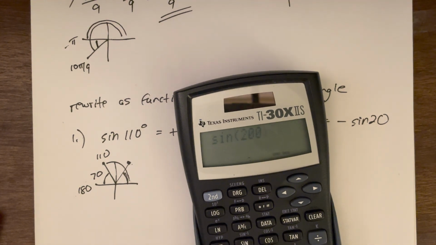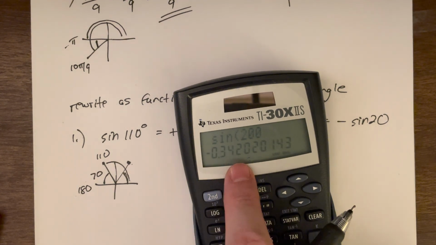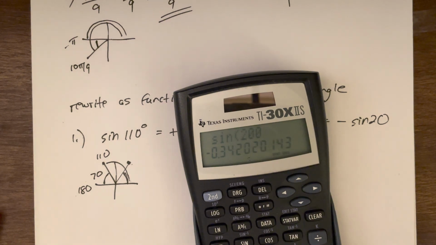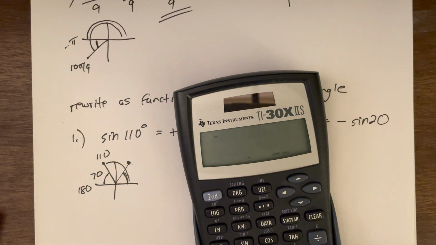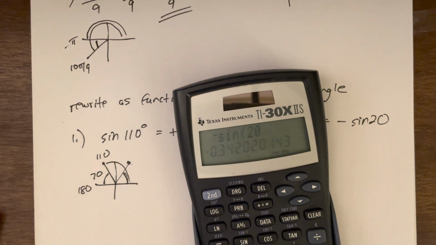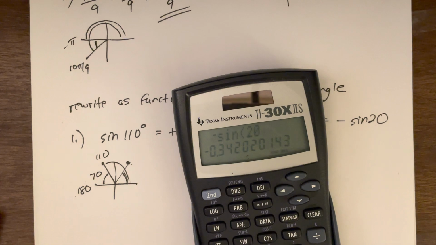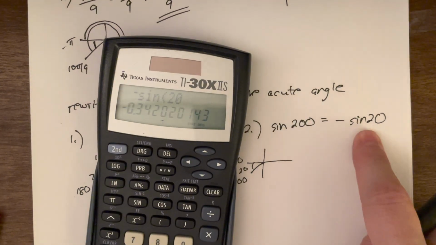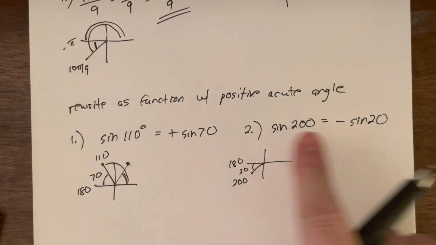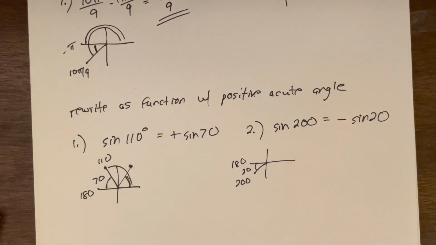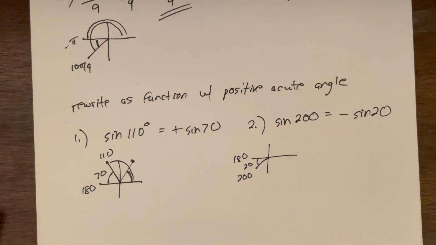Sine 200 has the negative built in, because the calculator knows what quadrant we're in. But now if we clear that and do negative sine of 20, not a coincidence, it's the same thing. So like I keep saying, this is your final answer. And in just a moment, we're going to solve these even further. This is where we'll bring that reference angle table back into the picture.